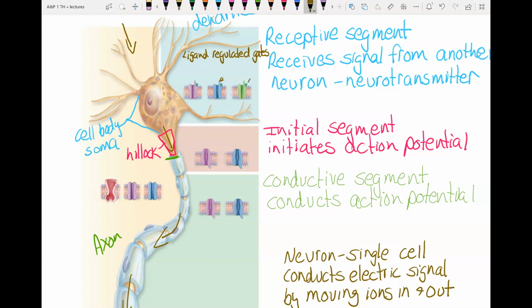This little green triangle here, that is the neurotransmitter. Neurotransmitters and hormones are ligands. So ligand-regulated gates open when a neurotransmitter binds to them.